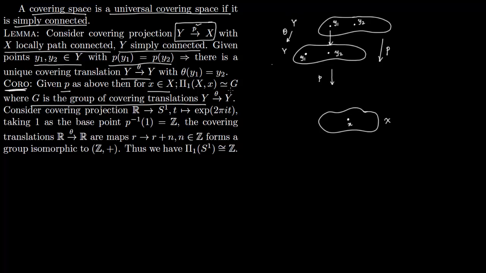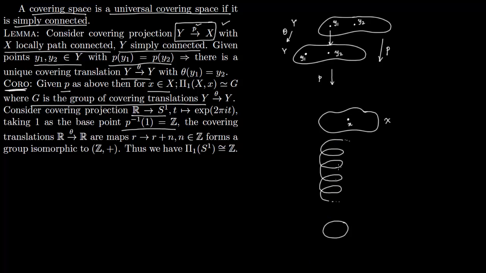This will be more clear in an example. The standard example is this. Consider the covering projection from R to S1, from real numbers to S1. This is a universal covering space, because you know R is simply connected. So the conditions here are fulfilled, and you have the map t to exponential of 2 pi i t. If you take 1 as the base point on the circle, then P inverse of 1 is the integers. Let us see this now. Let us draw this.